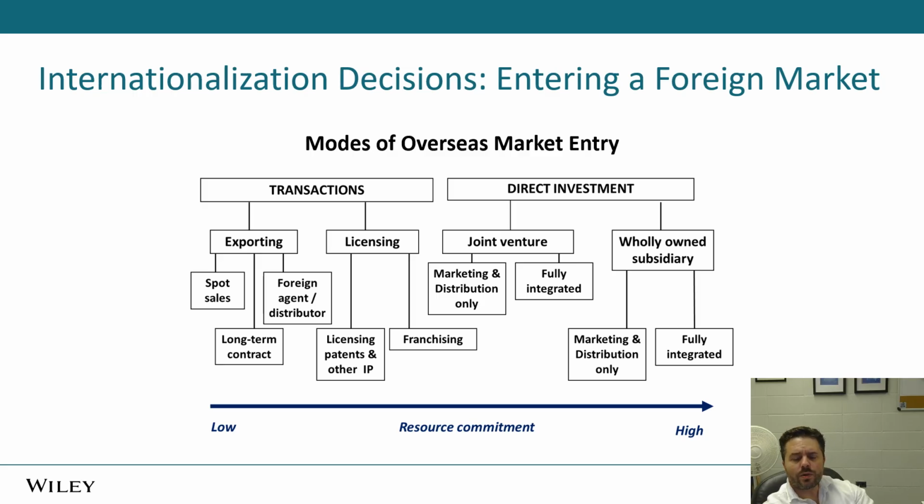That's a pure exporting strategy. Long-term contracting, perhaps you make an agreement to buy a certain amount of products or sell a certain amount of products, if you're exporting, to a customer in a foreign market, and they make a long-term contract to buy however many. Let's say Aer Lingus in Ireland made a contract with Boeing to buy a certain amount of Boeing 737s over a number of years. That would still be exporting, but it's a more long-term relationship. You can have a foreign agent or distributor.